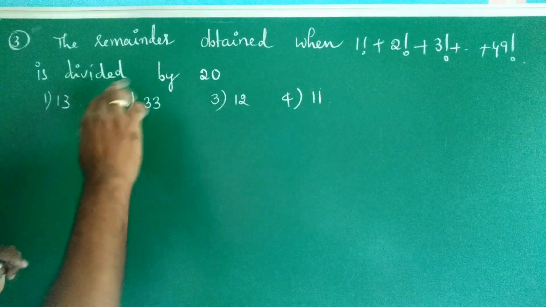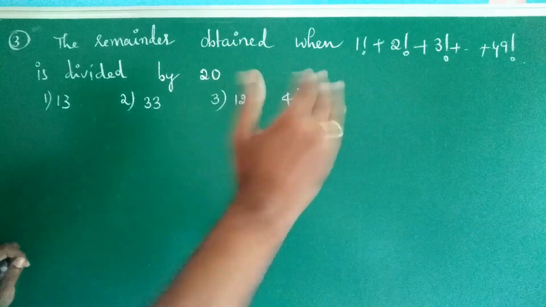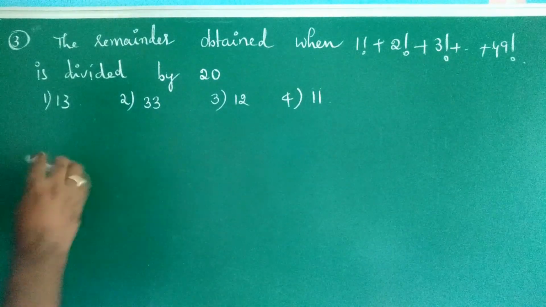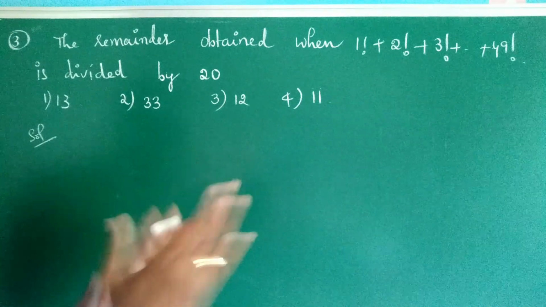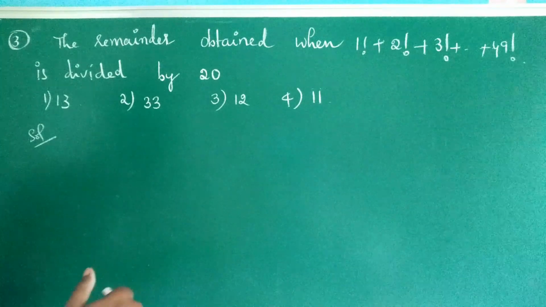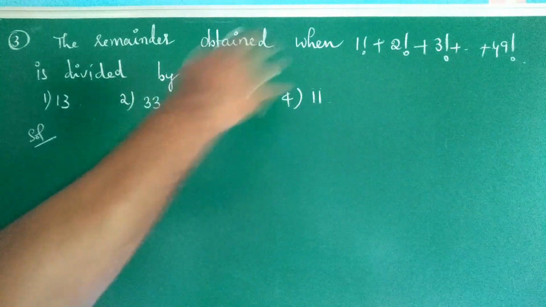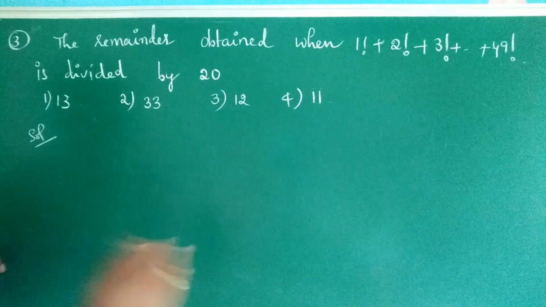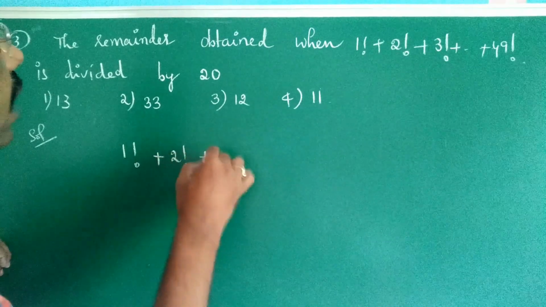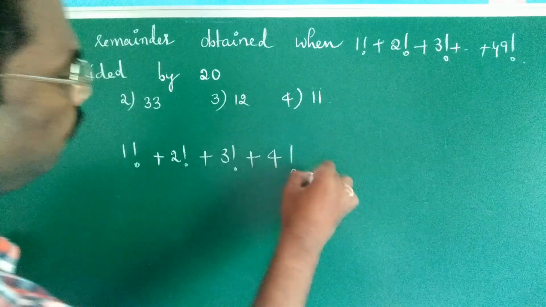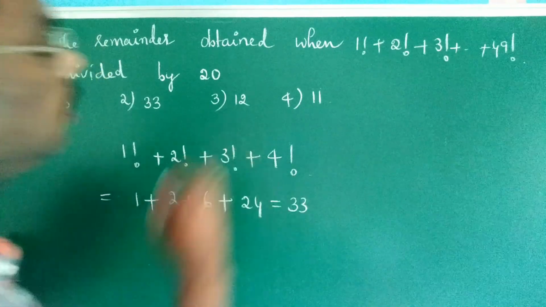Next one, the remainder obtained when 1 factorial plus 2 factorial plus 3 factorial up to so on plus 49 factorial is divided by 20. Now here, divided by 20 means the sum of the first 4 terms divided by 20 gives the remainder, since the later terms are divisible by 20. Sum of the first 4 terms means 1 factorial plus 2 factorial plus 3 factorial plus 4 factorial: 1 plus 2 plus 6 plus 24, which is equal to 33.